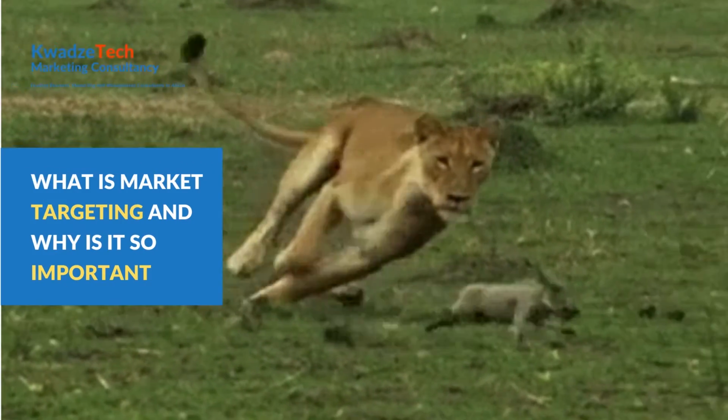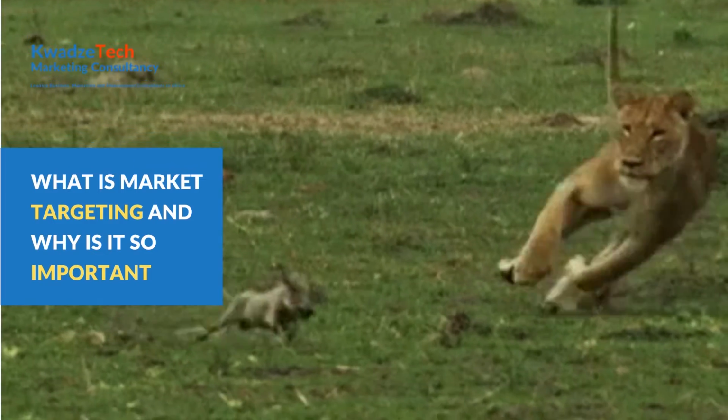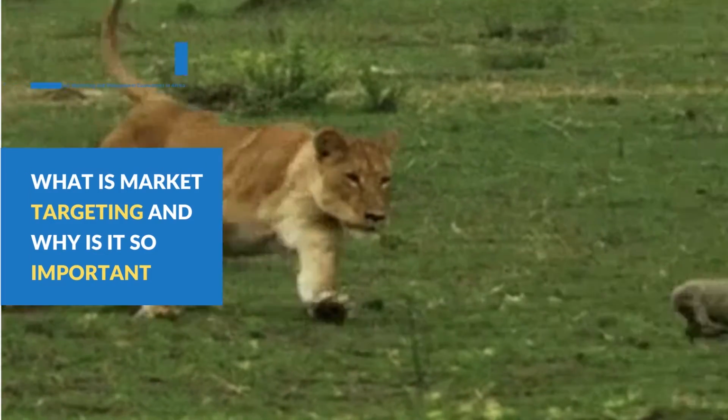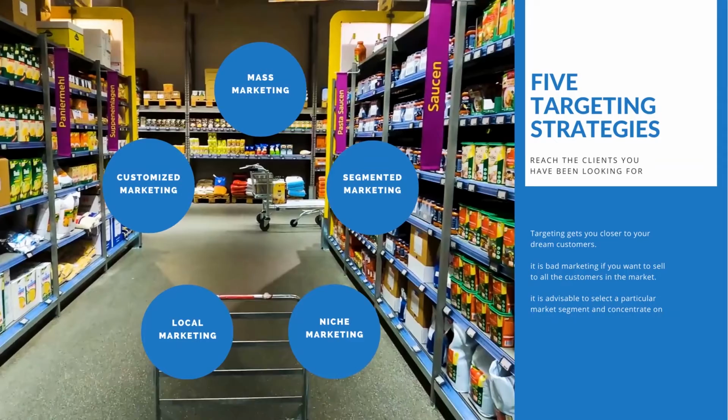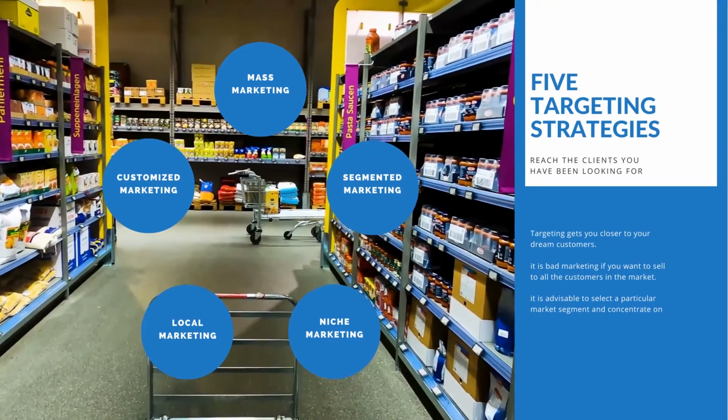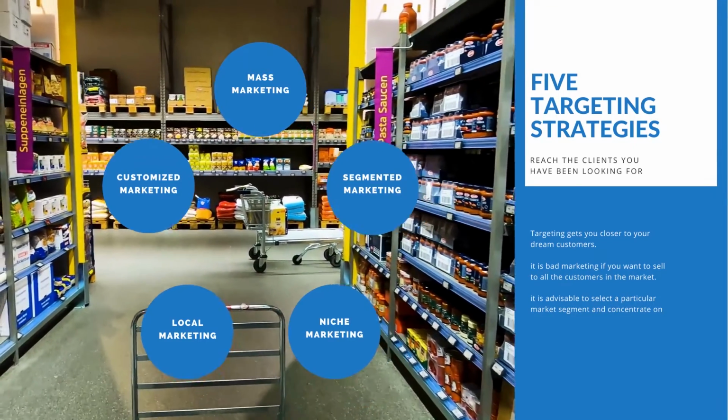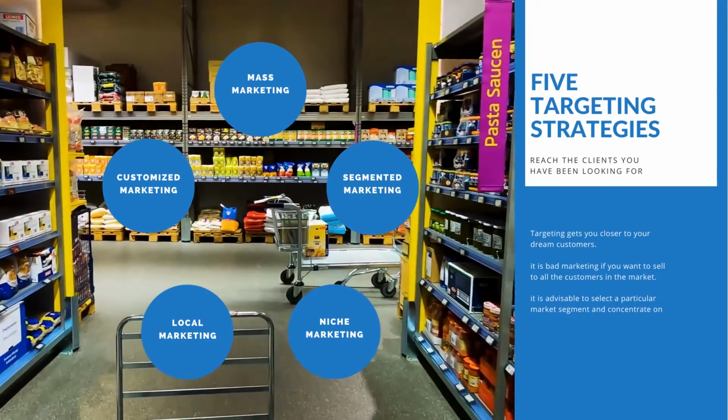This is known as targeting. So how do you target your market segment? There are also 5 ways in which you can target the market segment. These could be mass marketing, segmented marketing, niche marketing, local marketing, or customized marketing.